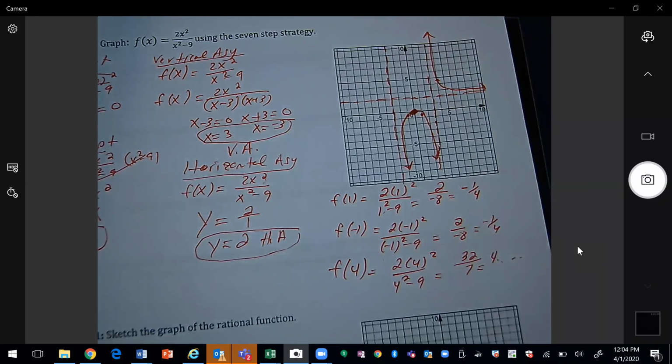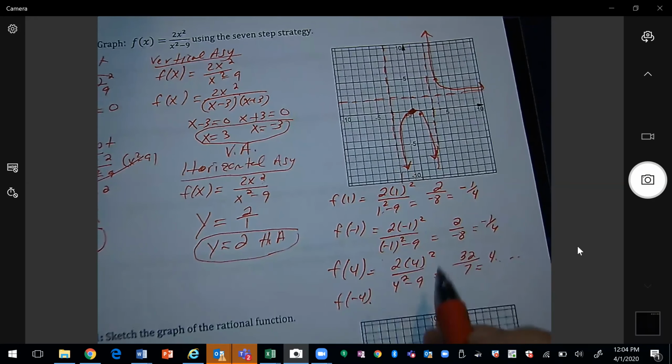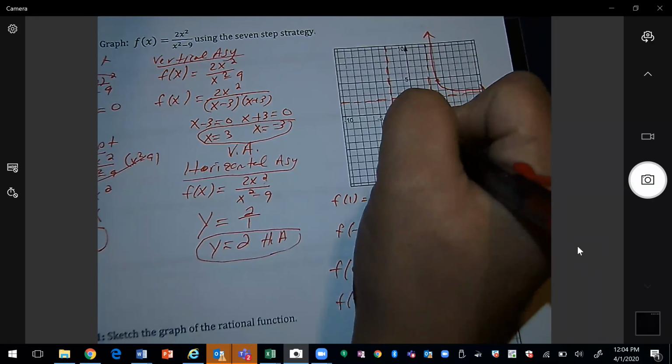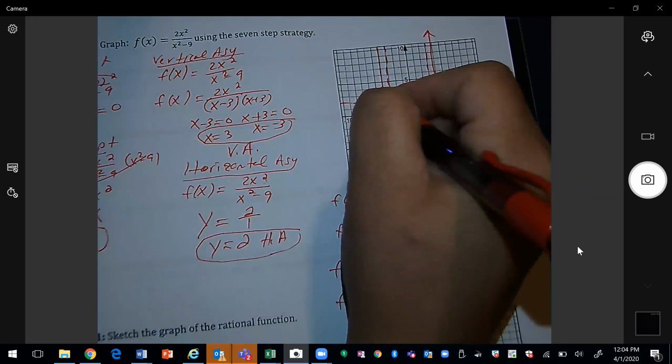And then we can check on the other side, f of negative 4. Since it's being squared, you're going to get the same answer here. For this one is still the same, 32/7. So this will go down this way.